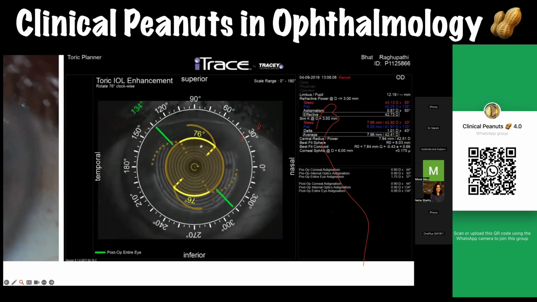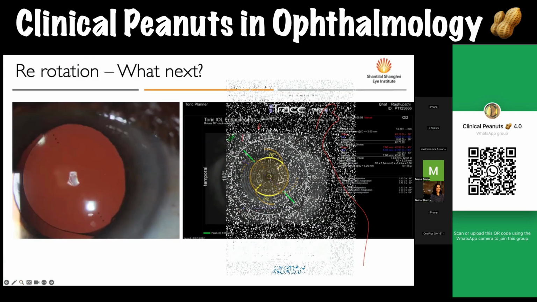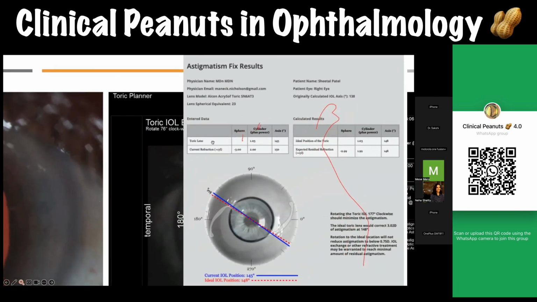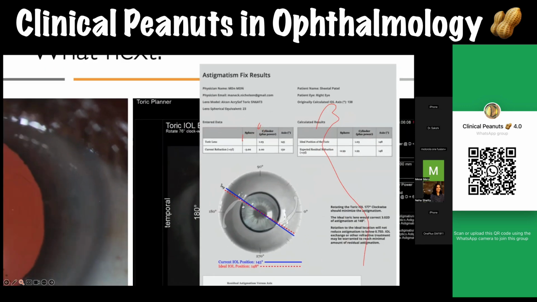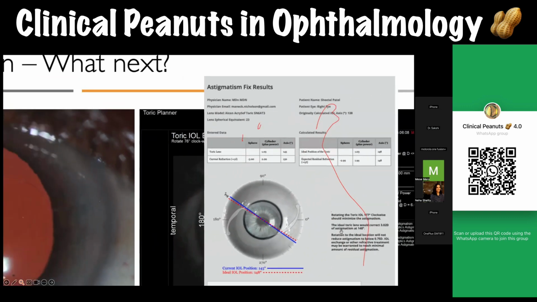But not all of us have access to the EyeTrace, so something easily available online, made, if I'm not mistaken, by the Barrett group, is the Astigmatism Fix software, which is freely available online. If you enter the results of your lens and the current refraction that you have, it'll tell you how much to rotate the lens by in order to get the expected minimum residual error.